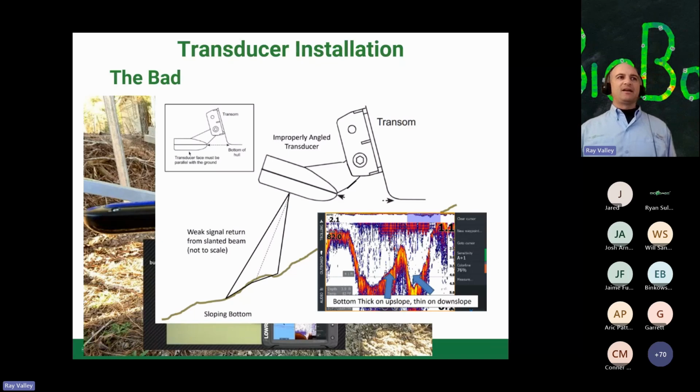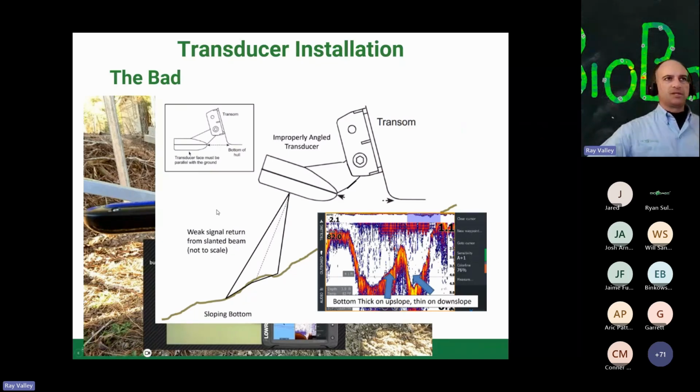Here's an example of a transducer that's tilted. What you would see on your sonar display, when you're going up the slope, is what looks like a thick bottom. And then when you turn around and go down, you're going to see a really thin signal. So that's just something to pay attention to.